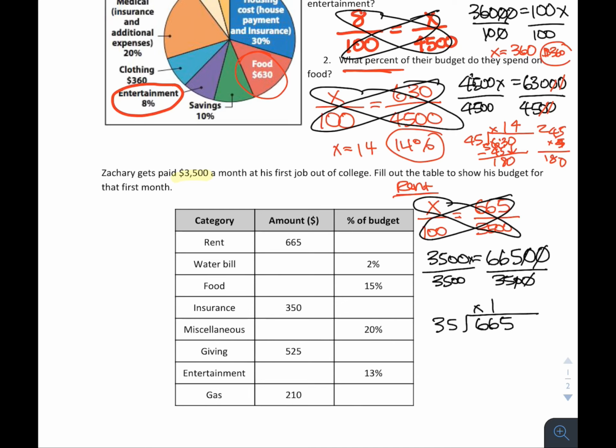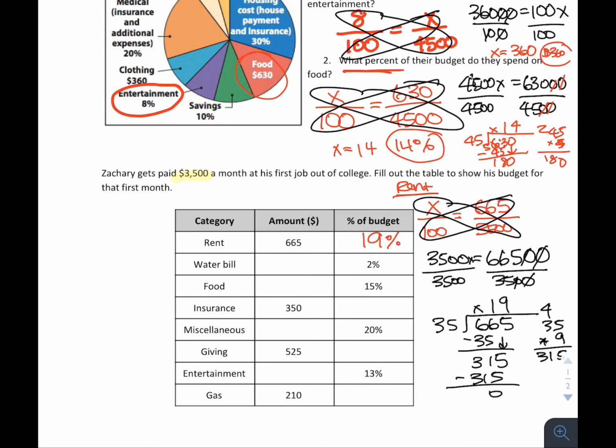We know that 35 goes into 66 one time. And then we need to guess and check. 35 goes into 315 about how many times? And we can guess and check. We can guess 9. 9 times 3 is 27, plus 4 is 31, and it works out perfectly. So we know that it's 19%. And then water bill. I'll put that on the left.